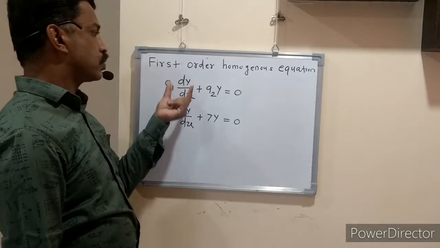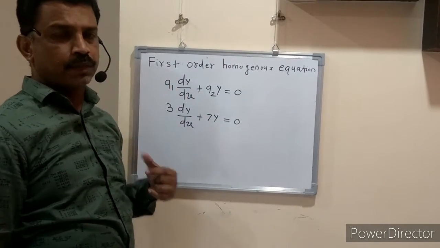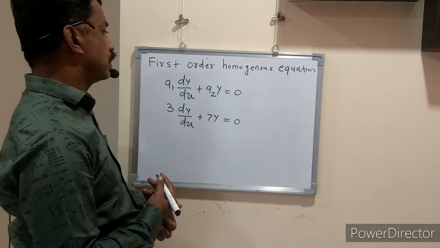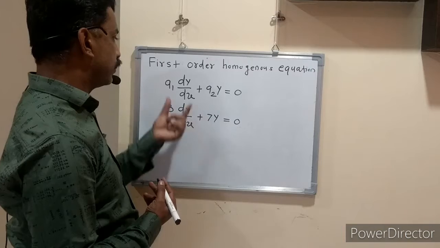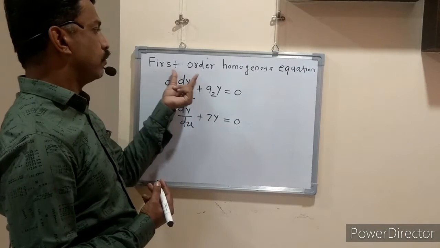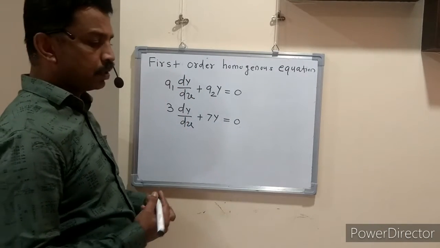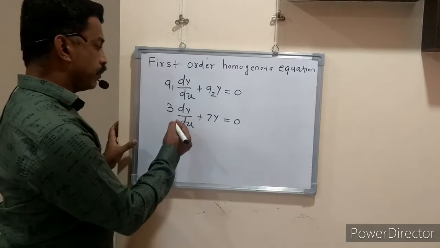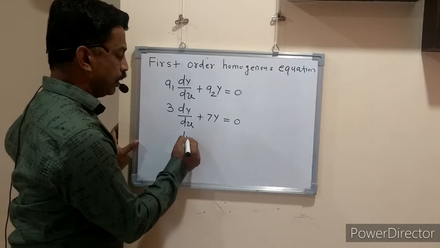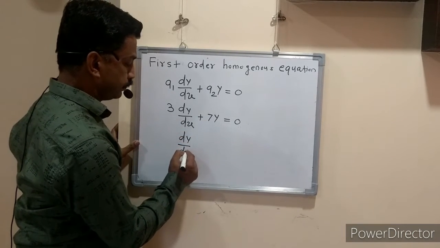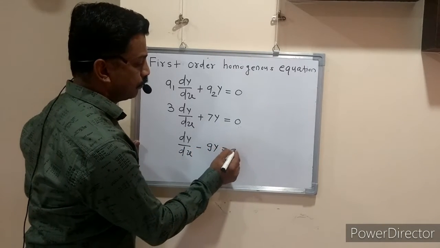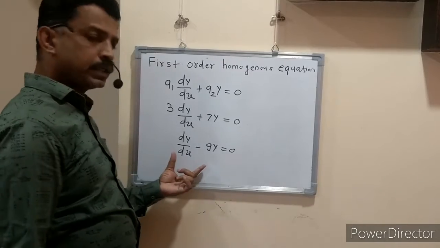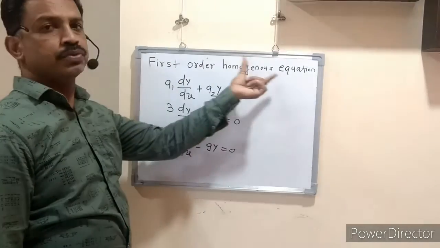And the first order term dy by dx is present, and the power of such a differential part is 1, so it is known as first order. Now we can take another example, dy by dx minus 9y equal to 0. So this equation is also known as first order homogeneous equation.